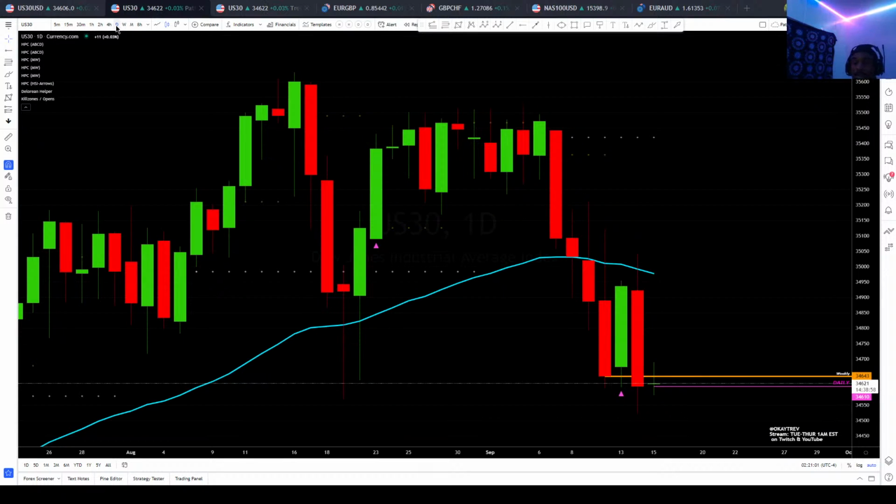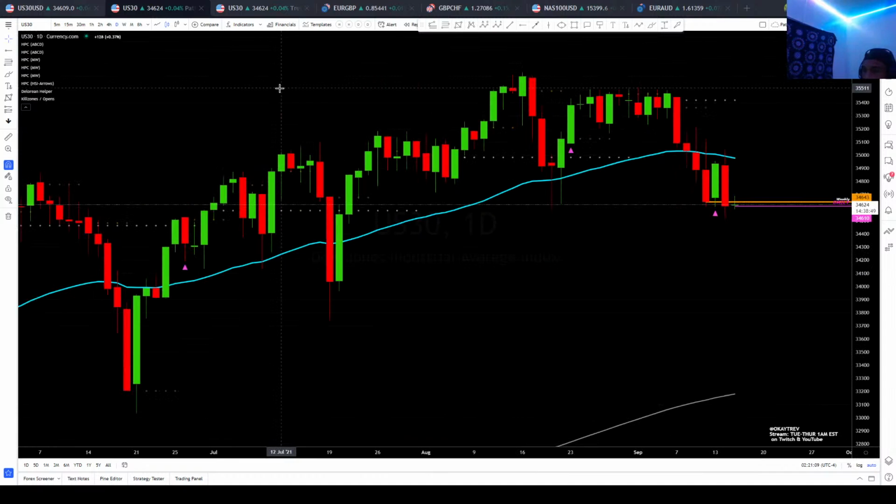Daily price action does not tell me that it wants to go up. In fact, it's telling me it's very scared and it's going to run away. But hey, who knows? I'm gonna go ahead and cut the stream short though.